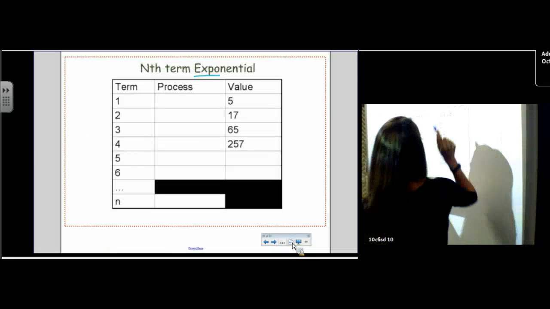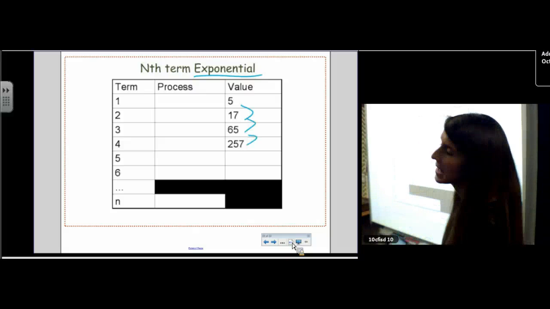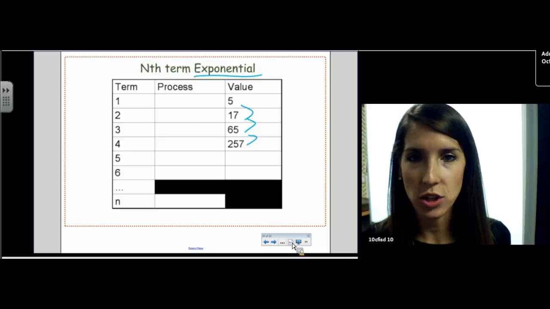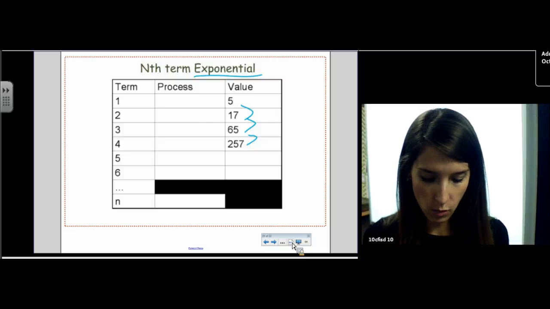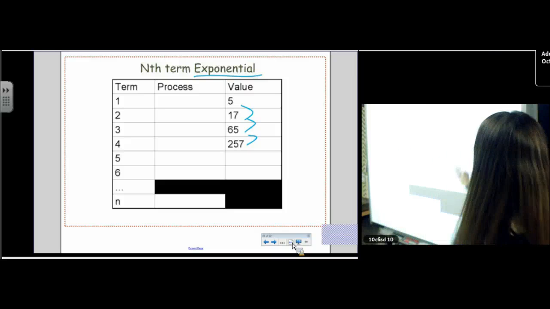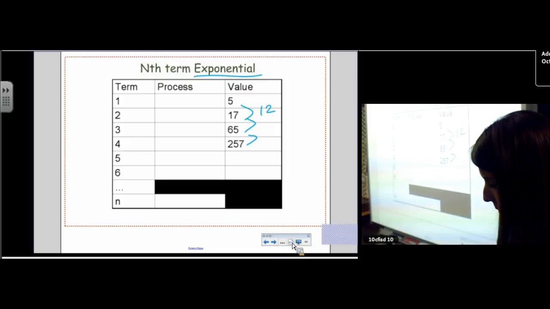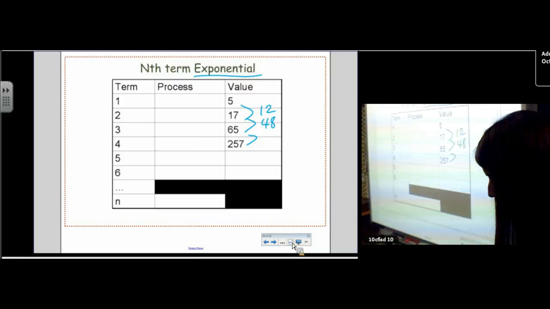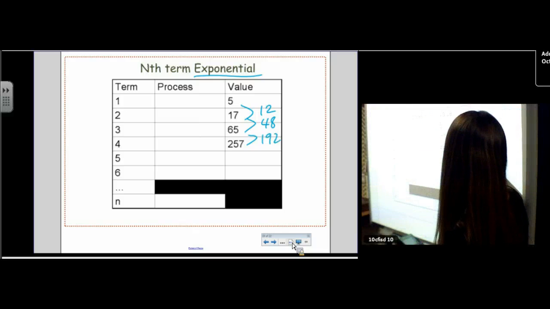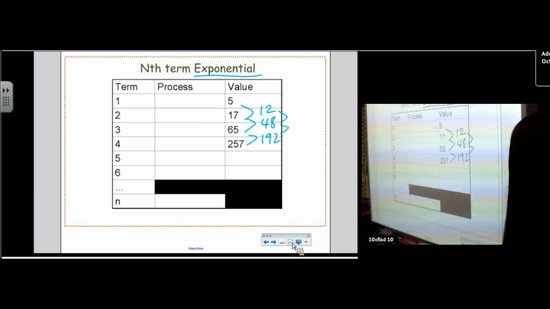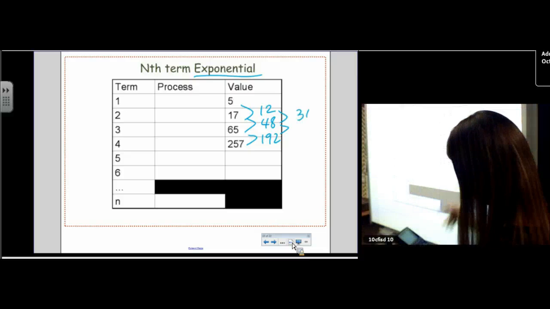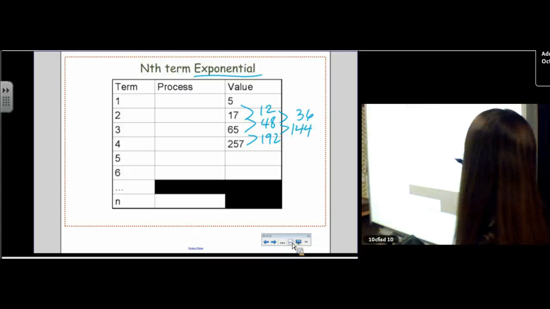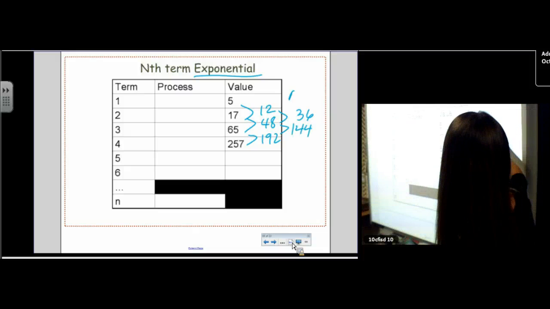Nth term exponential. Now, when I give these to you on a quiz, I'm not going to label it. I'm not going to say, hey guys, this one is exponential. So you're still going to have to start by doing delta y, okay? So you're just doing lots of subtracting. No good, so you do delta y. And we realize delta y is not constant.